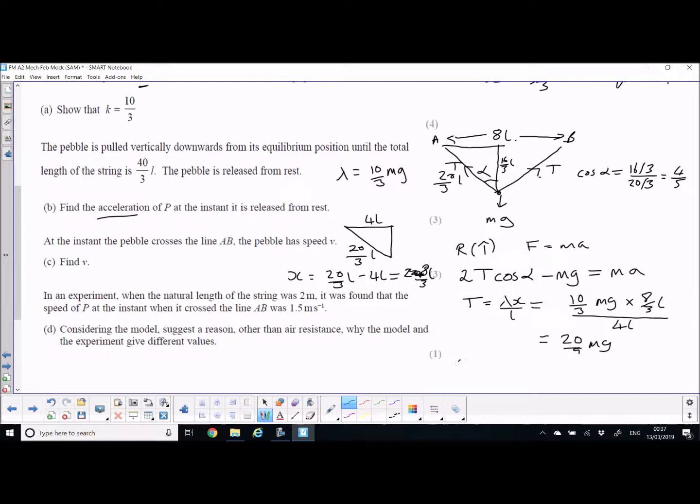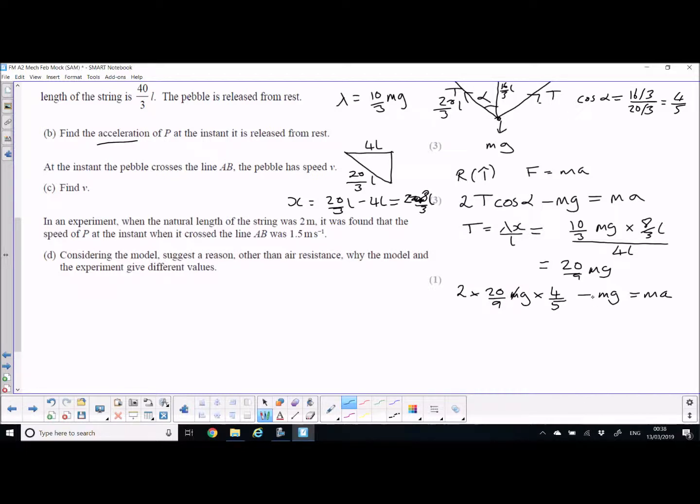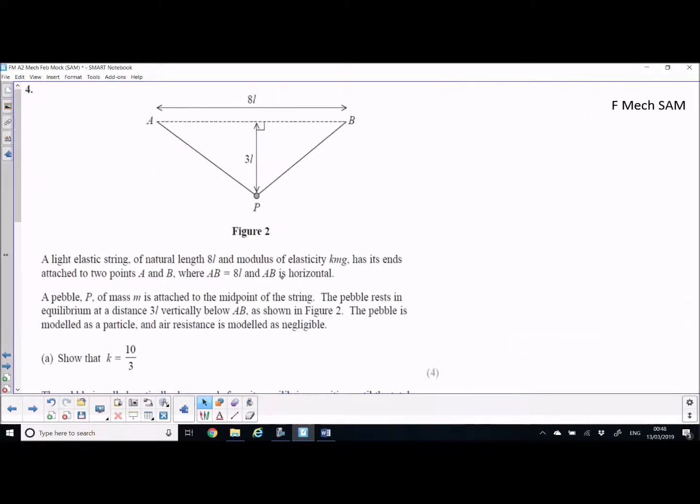So now I know my tension, so 2 lots of tension times cos alpha, which we discovered was 4/5, minus the weight is going to give us mass times acceleration. You can see mass is going to cancel, you can rearrange, and you can get the acceleration is 23 over 9 g, which, if you write to 2 significant figures, is 25 meters per second squared.